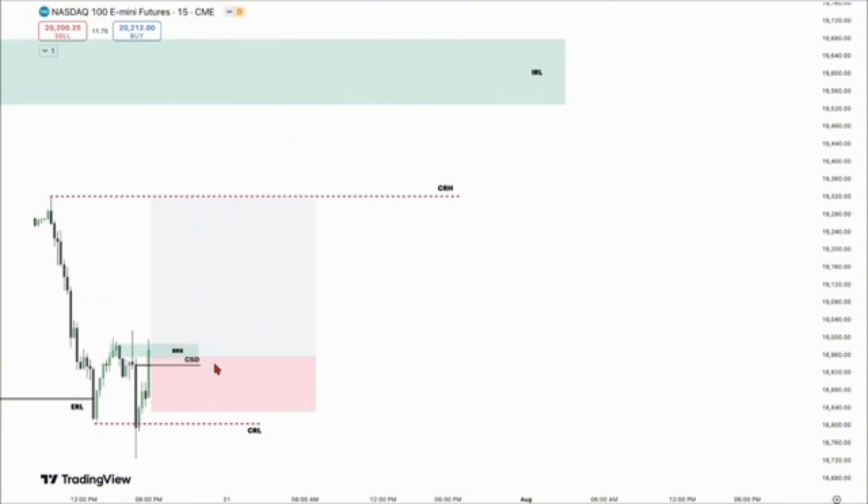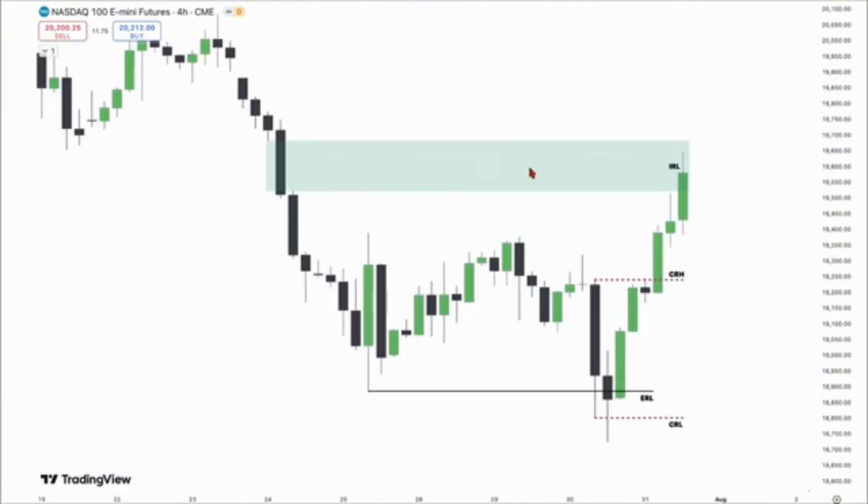Our first target will be the high of the CRT, and the final target will be the IRL, which is this FVG. As you can see, our first take profit has been hit, so we'll extend our target to the next liquidity at the IRL and see how the price reacts. And you can see that the price finally reached our target. Additionally, if you look at the higher time frame, you'll notice how the price moved from ERL to IRL by consistently creating high probability CRTs.